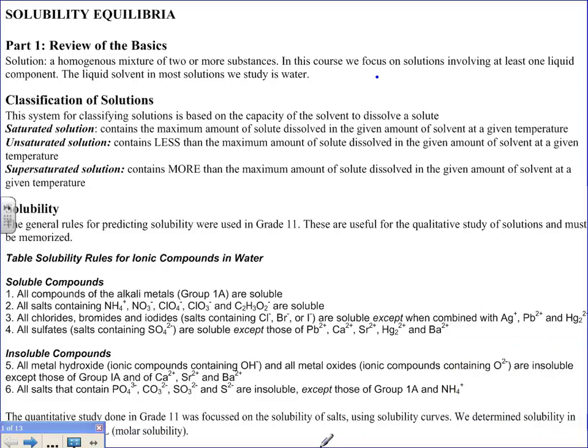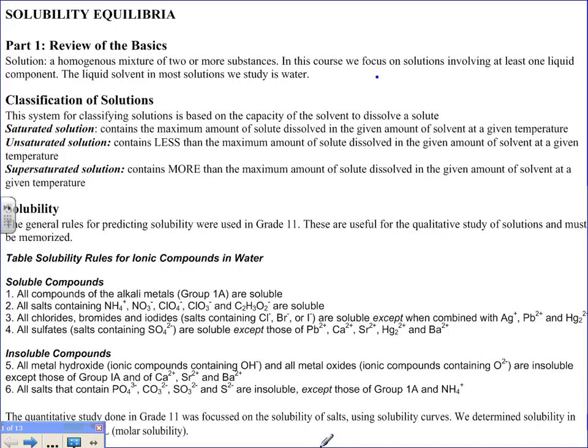This lesson, entitled Solubility Equilibria, covers some sections in Chapter 16 of your textbook. We're going to be looking at our final example of equilibria. It's an application of equilibria where we're looking at how substances dissolve in water.